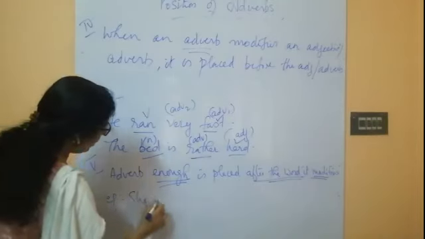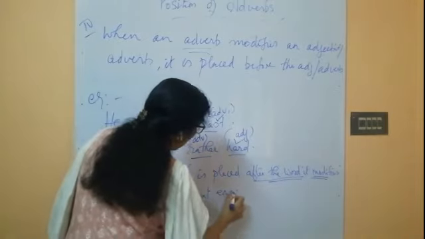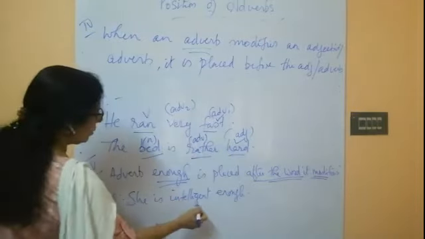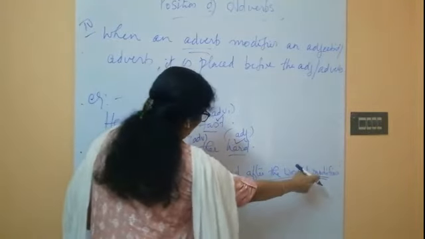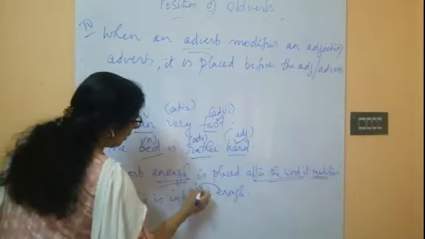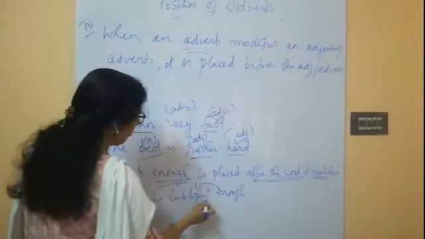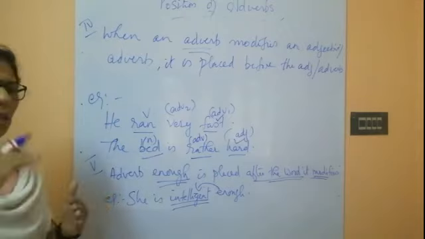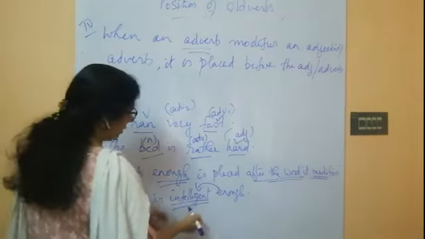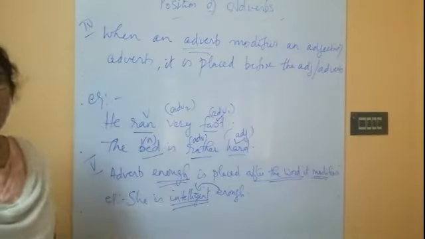Okay, an example: she is intelligent enough. Intelligent is the word which is qualified, so enough is placed after the word it modifies. So enough is modifying. How intelligent was she? She was intelligent enough. So this word is modifying intelligent. How much? For the intensity of her intelligence. So that will always be placed after the word which it modifies.